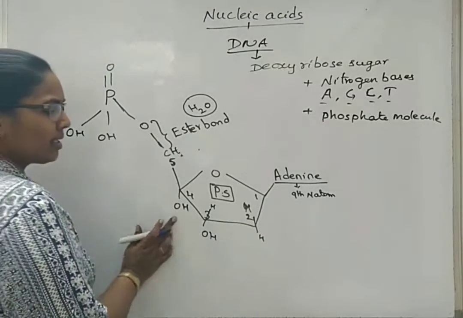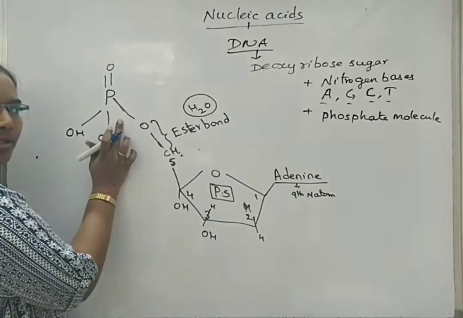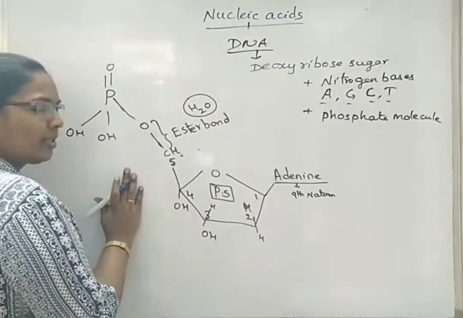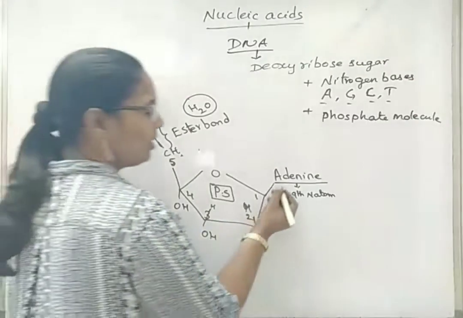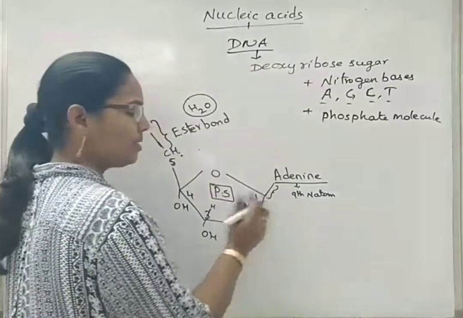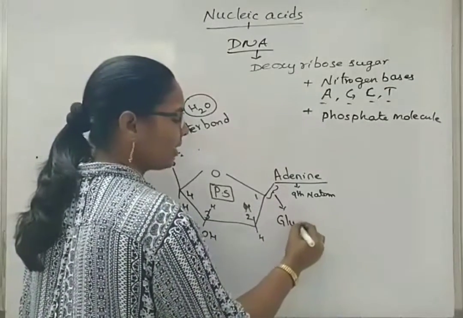So here we are seeing pentose sugar, nitrogen base and the phosphate molecule. This can be considered as the typical structure of a nucleotide. Now one more MCQ. The bond formed between nitrogen base and pentose sugar can be termed as a glycosidic bond.